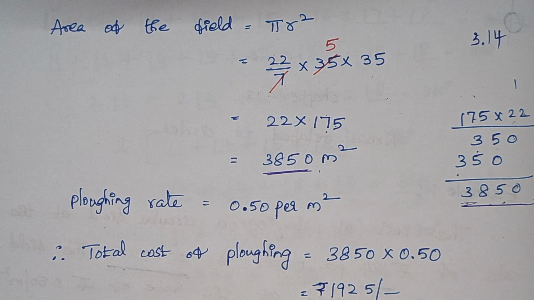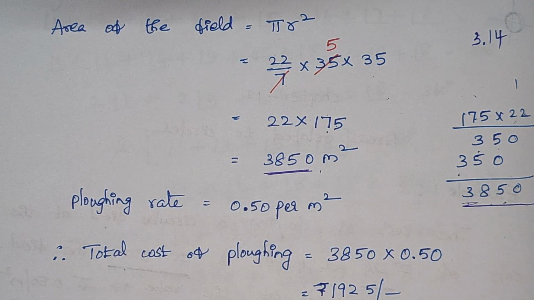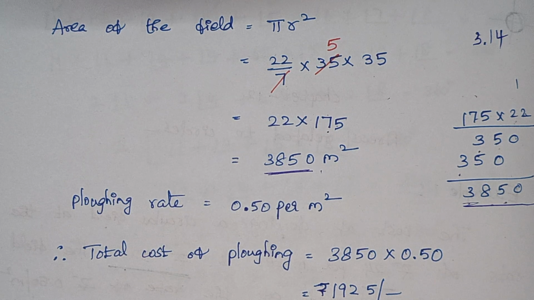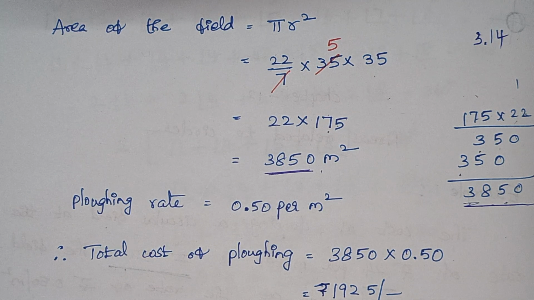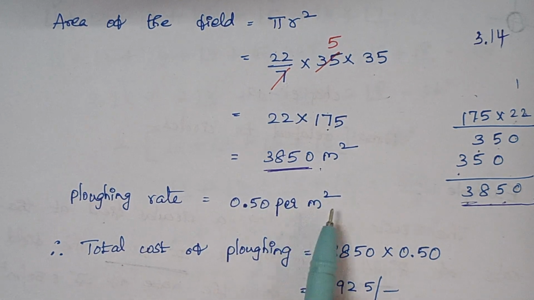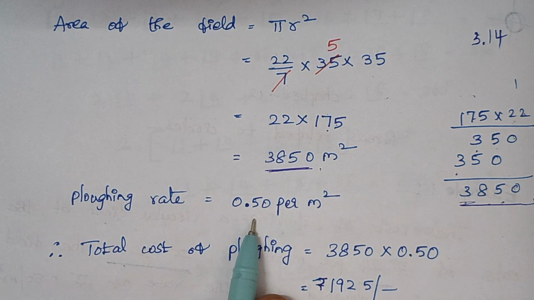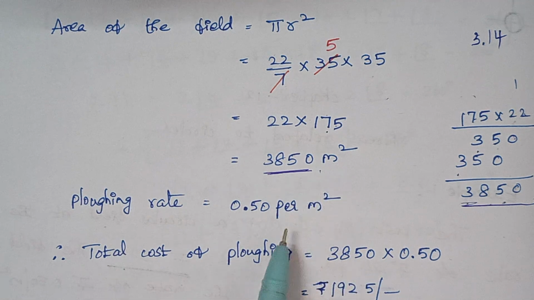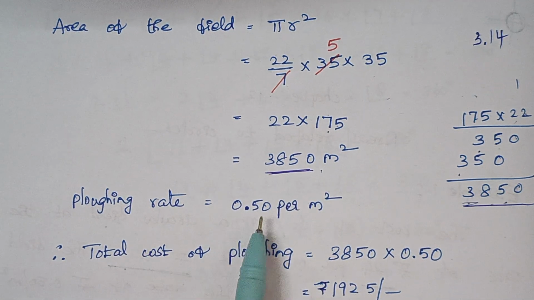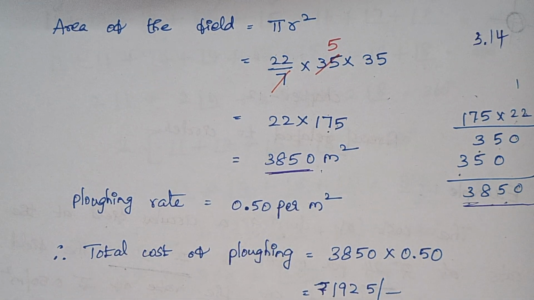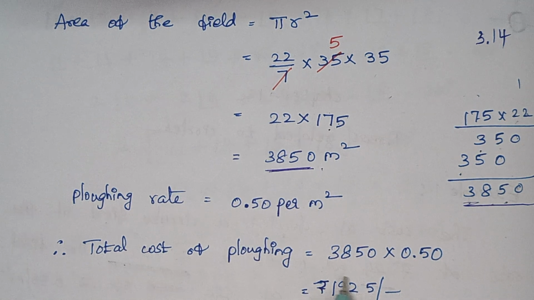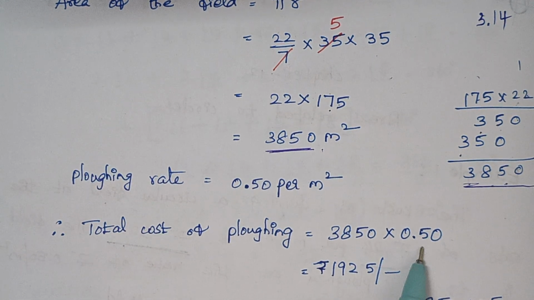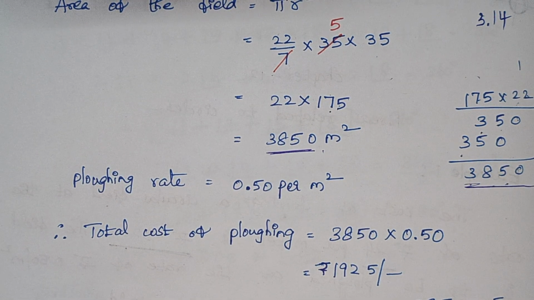Right. So what is the thing we need to find? We need to find the total cost of ploughing. Right. So for the total cost of ploughing, what is the given thing? Per meter square, the ploughing rate is 0.50. Right. So we know the area, right? And we know for per meter square, we know what is the amount. So how to find the total cost? So here again you have to multiply, right? So 3850 multiplied by 0.50, right?